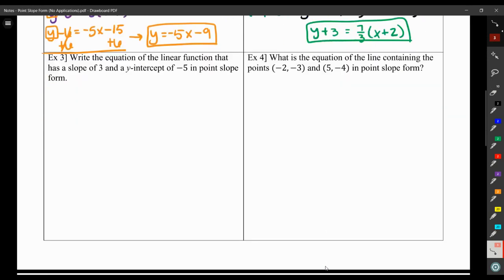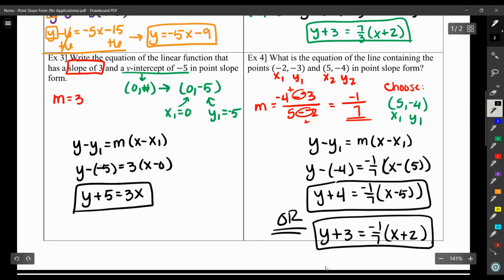So take a minute, see if you can try examples 3 and 4 on your own. Here's what you should have had. So for example number 3, the y-intercept is a negative 5. And we have to remember that a y-intercept is 0, the y value. So this actually is a coordinate point. It's just not quite spelled out for you. So when you have a y-intercept of negative 5, that is really the point 0, negative 5. So you should have ended up with y plus 5 equals 3x. Now this went away because x minus 0 is just x, and then 3 times x is simply 3x.